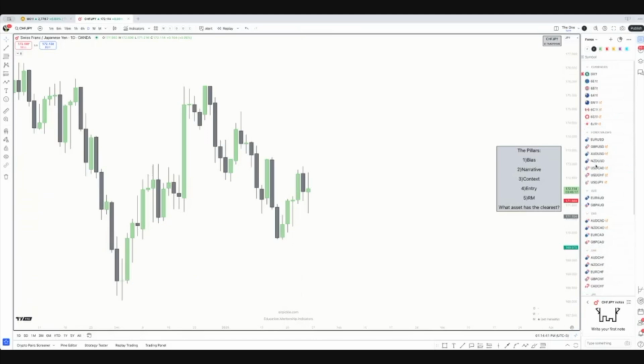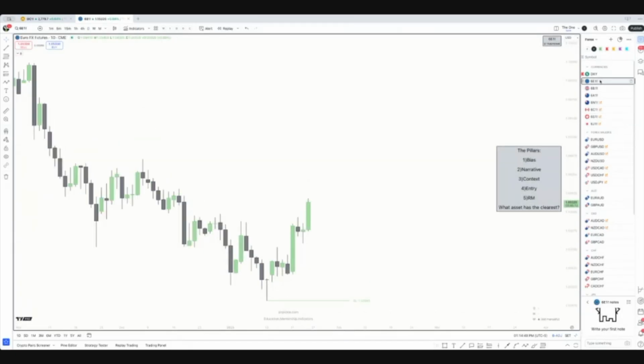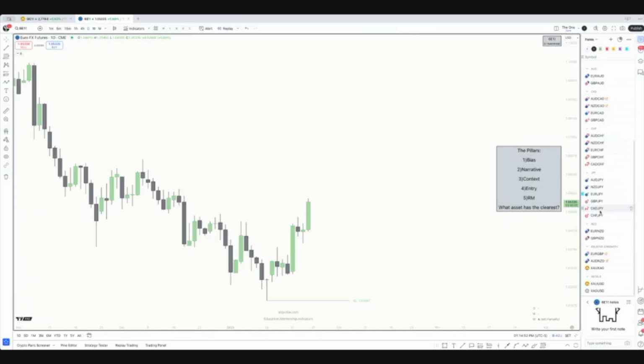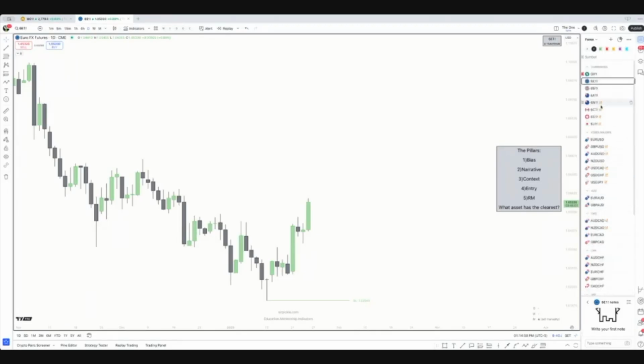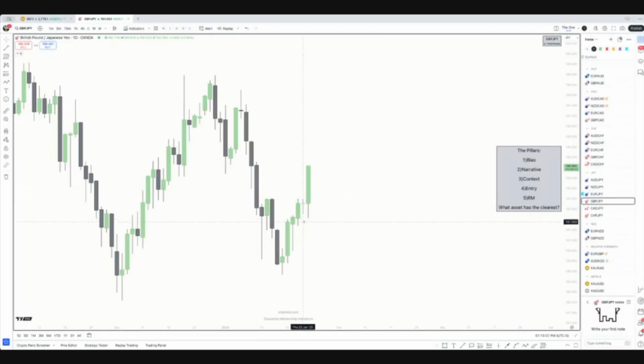CHF JPY is not moving well. Well, why? It's relatively weaker compared to Euro. So we want to be focusing on Euro longs if we're going to be looking at JPY quotes, because we want to long the base currency, which is the strongest, which when doing our analysis here, we can determine that Euro is the strongest. GBP is also very strong. So let's look at GBP. It is moving nicely. But why did we focus on Euro JPY?